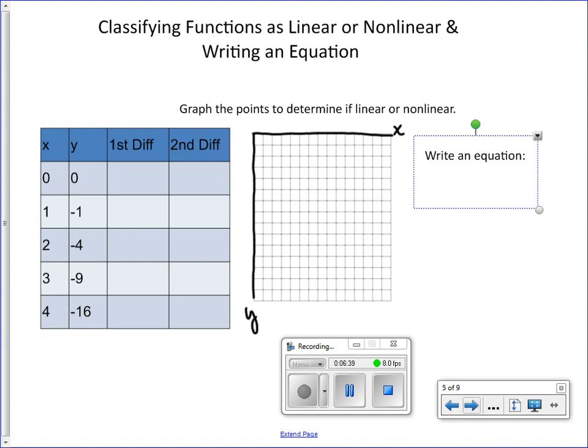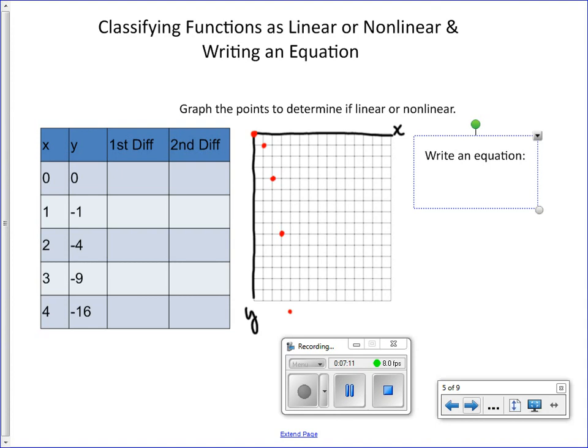So, plotting my points, I have 0, 0, 1, negative 1, 2, negative 4, 3, negative 9. Let's see, 1, 2, 3, 4, 5, 6, 7, 8, 9. And 4, negative 16. So here's negative 10, 11, 12, 13, 14, 15. Off the graph, but it'd be right there.